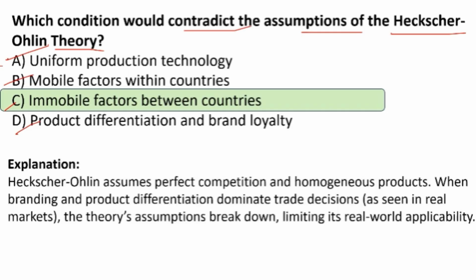See, Heckscher-Ohlin assumes perfect competition, correct, and homogeneous products. When branding and product differentiation dominate trade decisions, as seen in real markets, the theory's assumptions break down, limiting its real-world applicability. Okay.